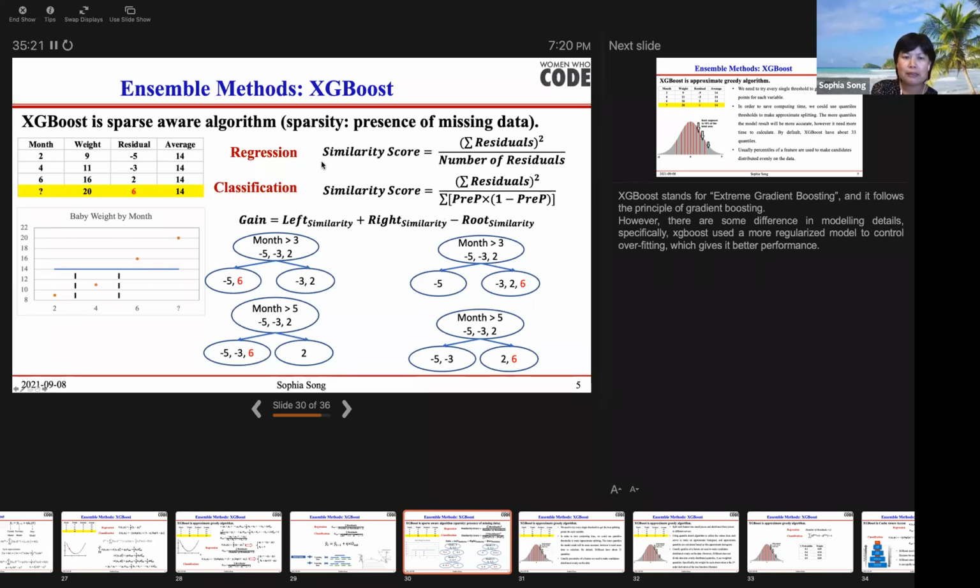Based on this equation, I calculate the similarity score for all these 4 trees and use the one with the highest similarity score. For example, if this tree, month greater than or equal to 5, has the highest similarity score, I use this tree as the default. So if a new incoming record has the month missing, I will put that record into this node. That's how XGBoost deals with the missing value.